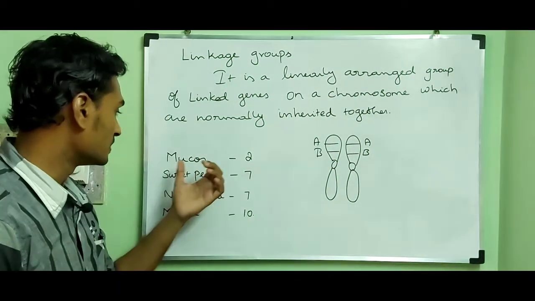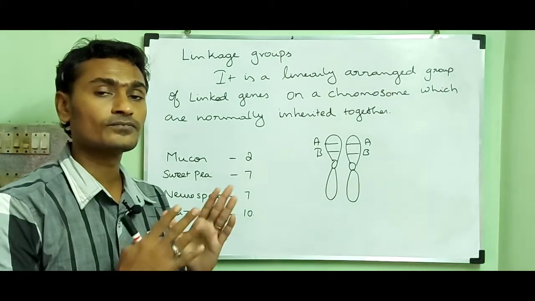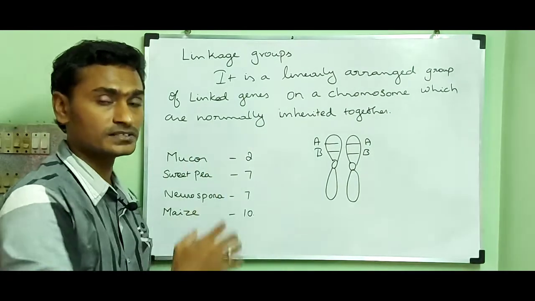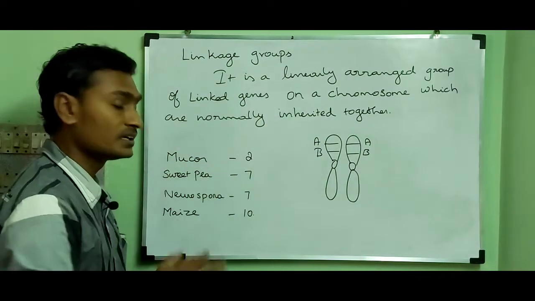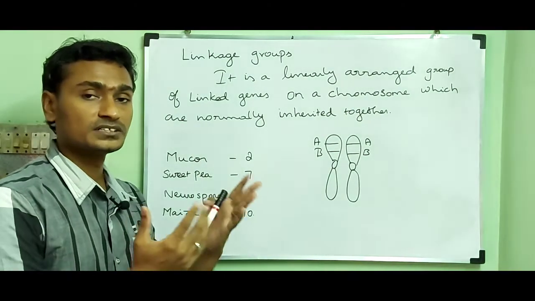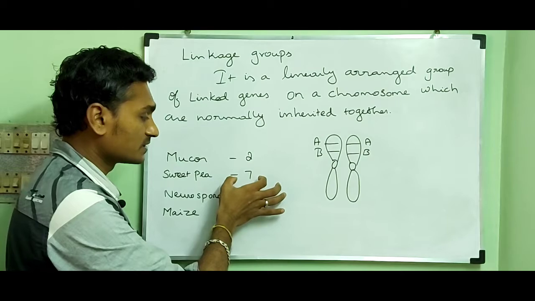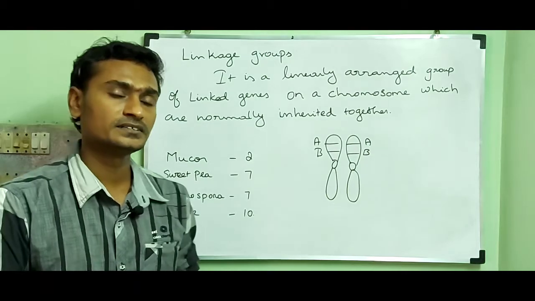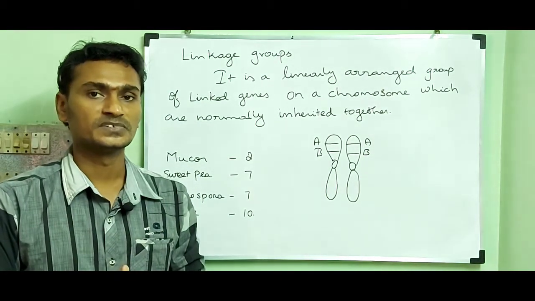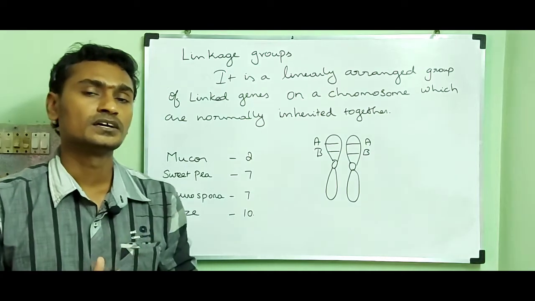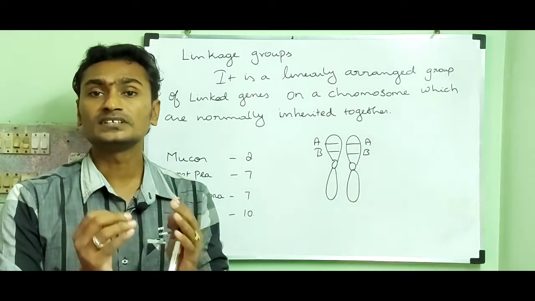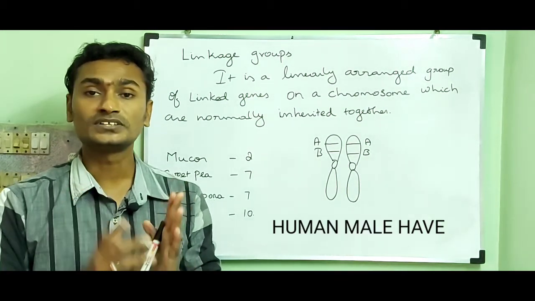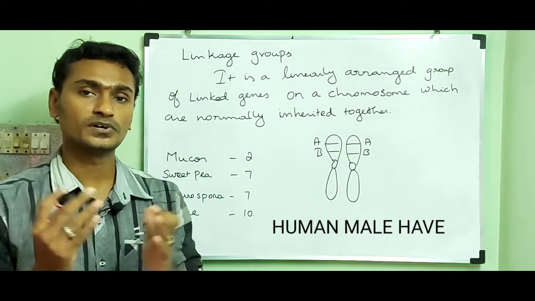So that group is called a linkage group. For example, in Mucor, in the diploid condition it has 4 chromosomes, while in the haploid condition it has 2 chromosomes, and that is the number of linkage groups. Likewise, in sweet pea it contains 14 chromosomes in the diploid condition, while in the haploid condition it contains 7 chromosomes, and they are considered linkage groups. And there are some exceptional cases in linkage groups. In humans, the female has 23 linkage groups, but the human male has 24 linkage groups. So how is it possible?